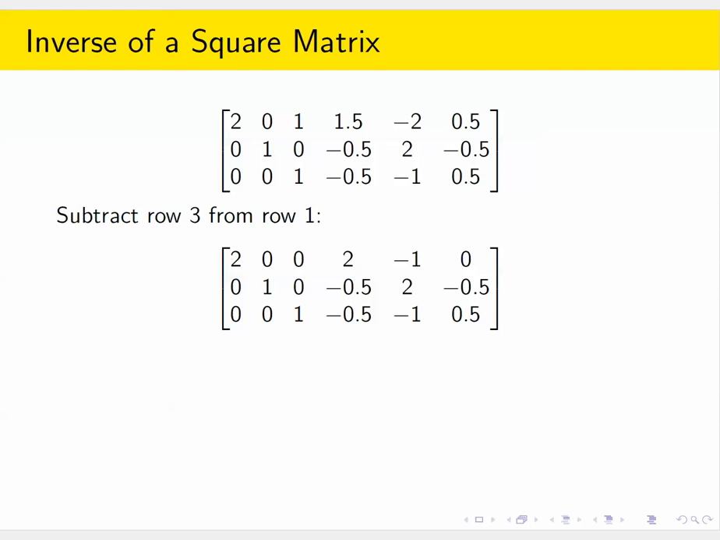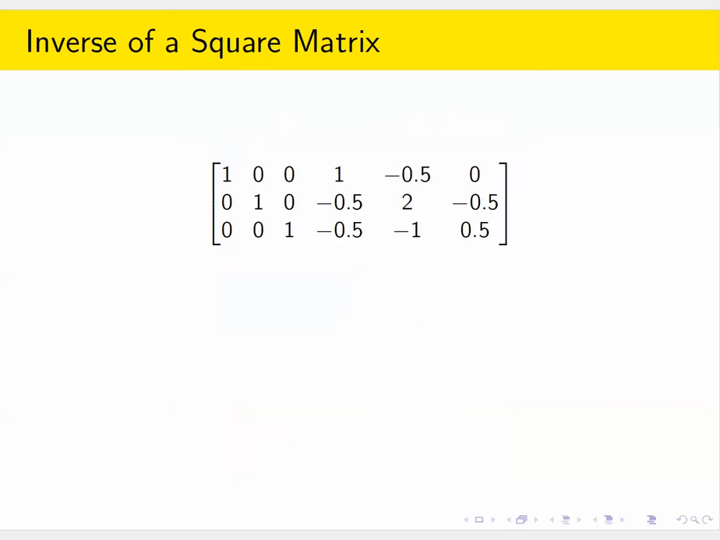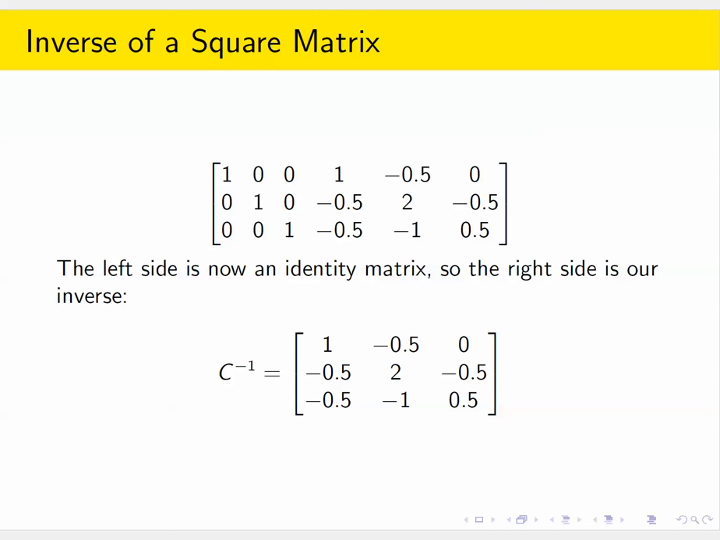We're almost at an identity matrix. The only thing we have to do to get an identity matrix on our left side is to change this 2 into a 1. So I can divide the first row by the number 2. So now in this matrix, we can see our identity matrix on the left half, and that means the right half is the inverse we were looking for. That's it. That's the entire process.